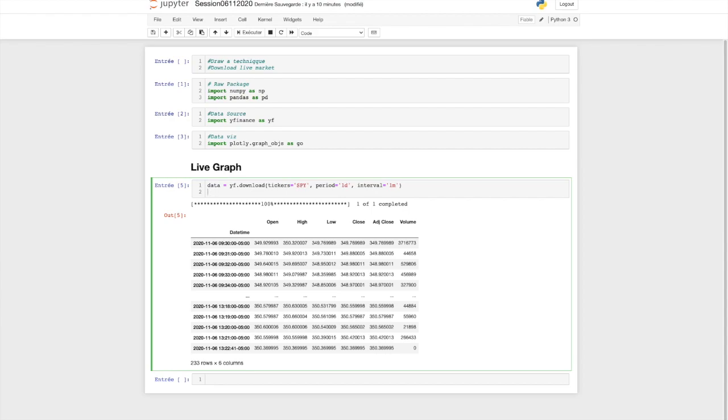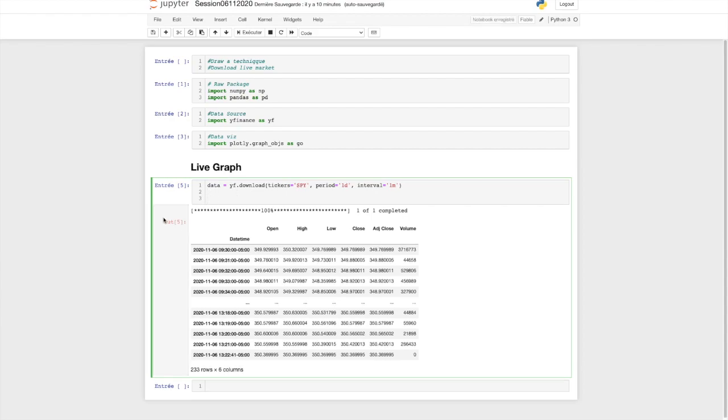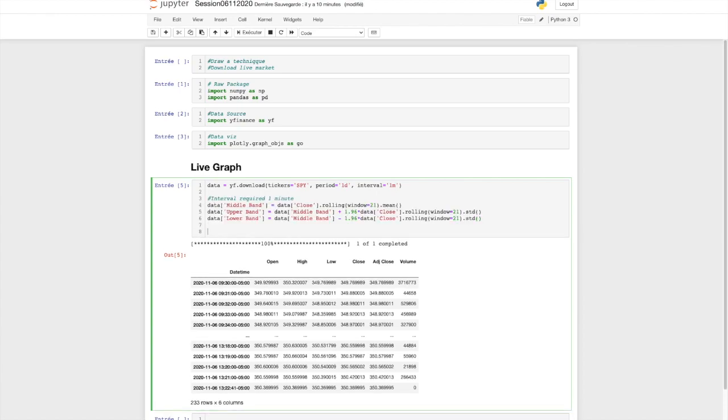Okay, the first thing is to download the data. Once we have downloaded the data, if you remember, we have to draw our middle band, upper band, and lower band. I'm not going to go back over it, but essentially the middle band is going to be the average of the 21 last periods. And right now the period is defined by minutes, which means that we are going to pick up the 21 last minutes and create a new column with the average plus 1.96 and minus 1.96 standard deviations.